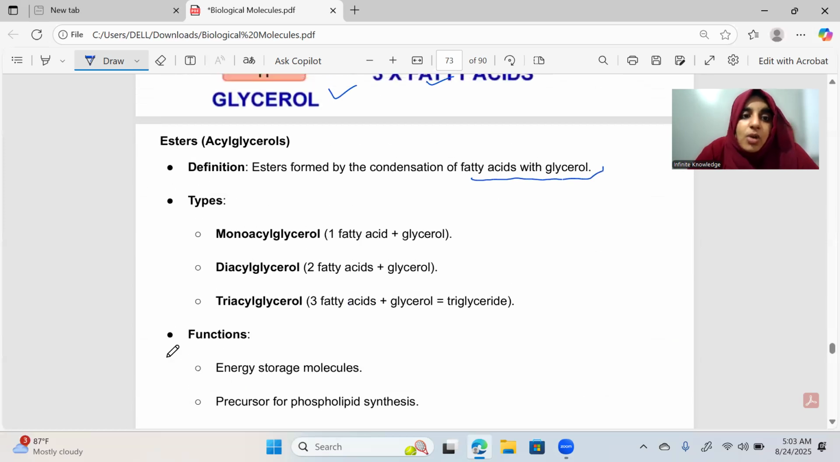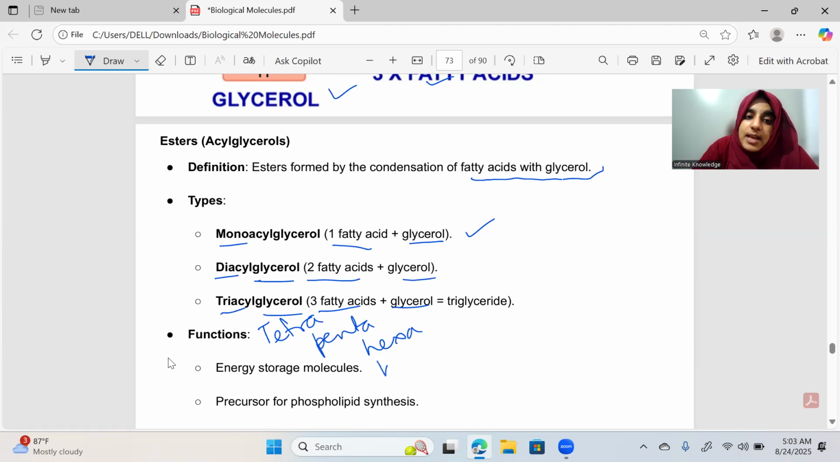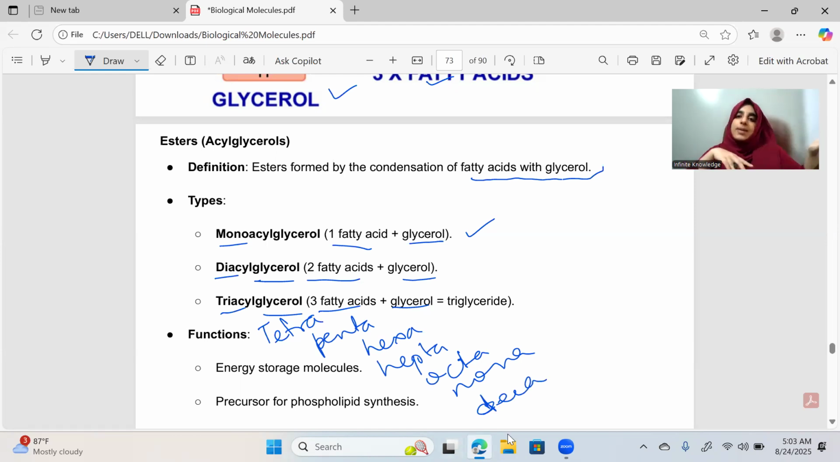Okay. So what happens? Monoacylglycerol, it means one fatty acid plus glycerol. Diacylglycerol, two fatty acid plus glycerol. Triacylglycerol, three fatty acid per glycerol. So mono, di, tri, tetra for four, penta for five, hexa for six, hepta for seven, octa for eight, nona for nine, and deca for 10.